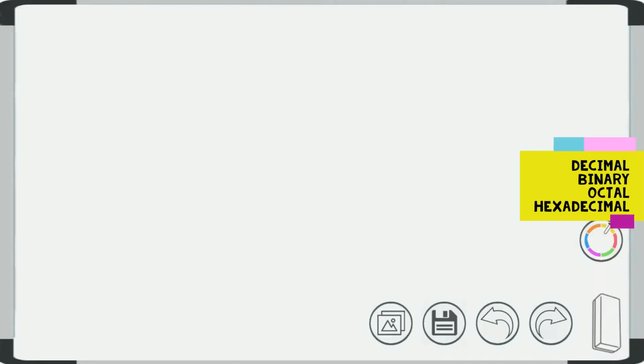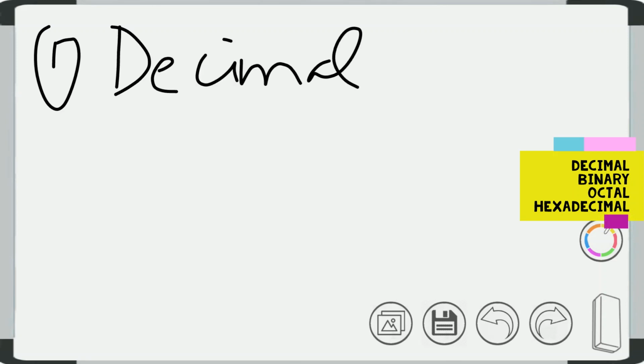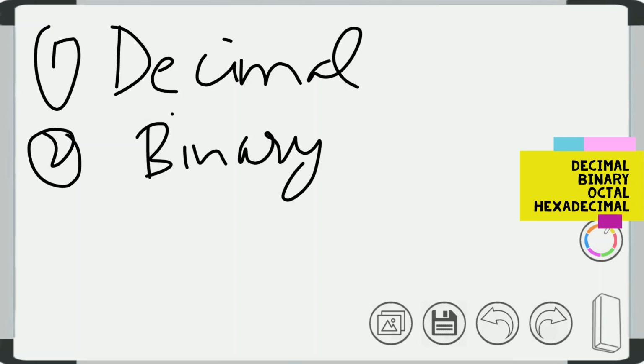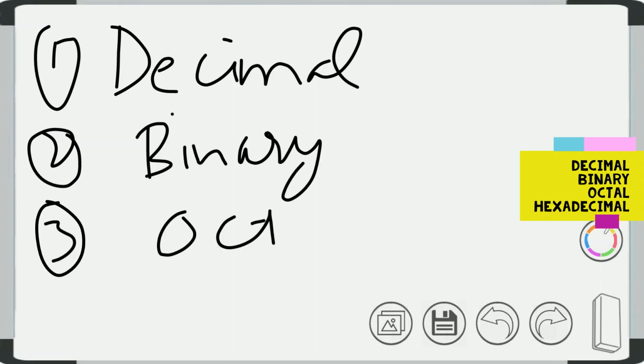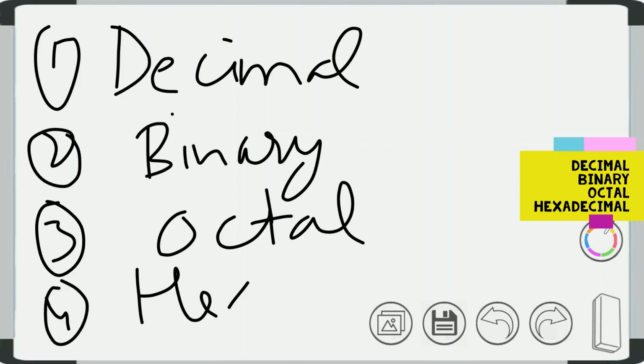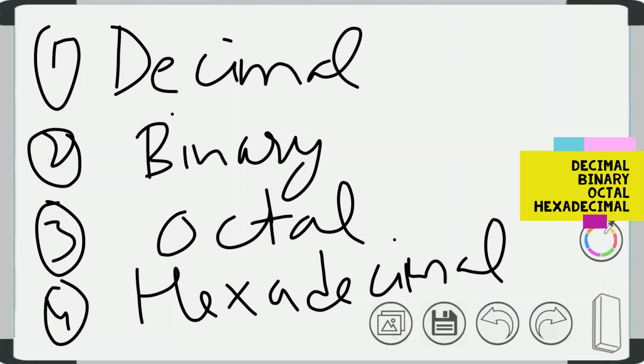There are four number systems. First is decimal, second is binary, third one is octal, and fourth is hexadecimal. These are the four number systems.